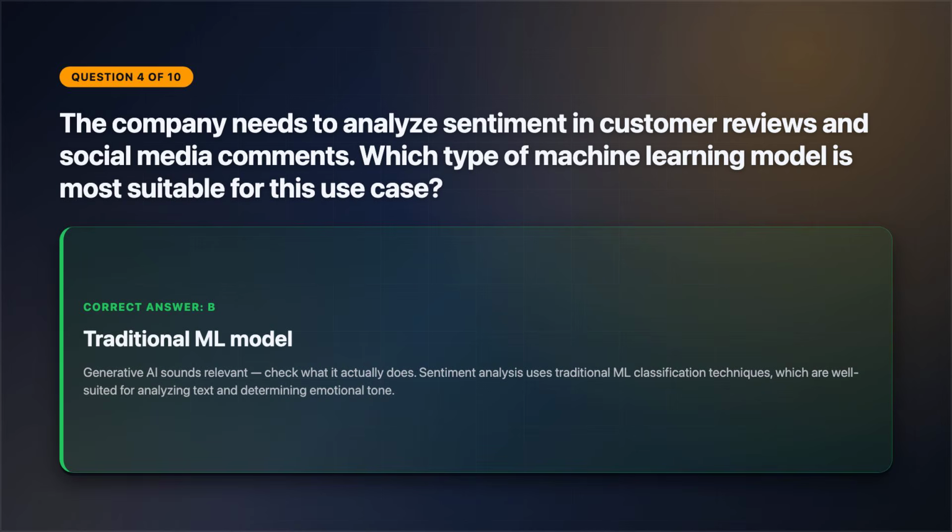Generative AI sounds relevant. Check what it actually does. Sentiment analysis uses traditional ML classification techniques, which are well suited for analyzing text and determining emotional tone.